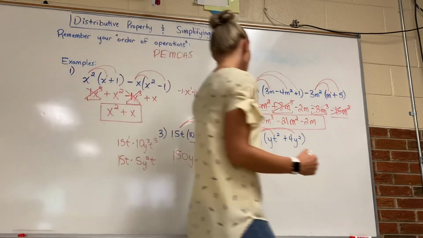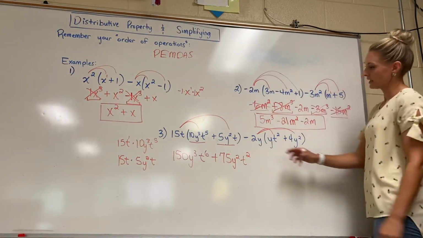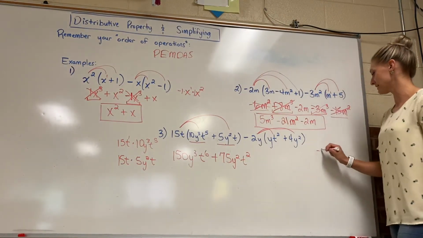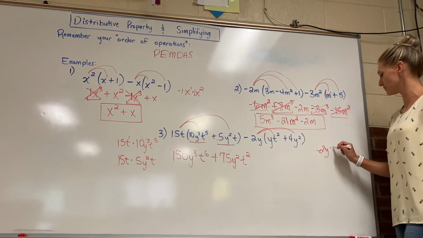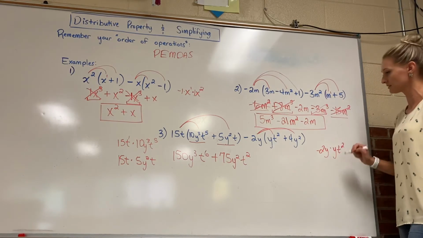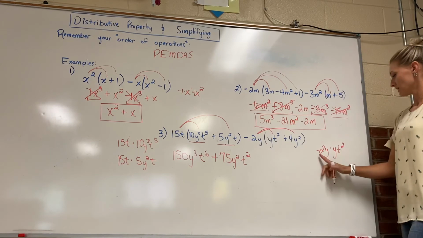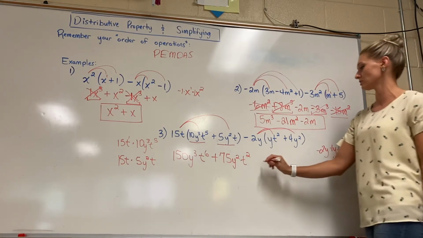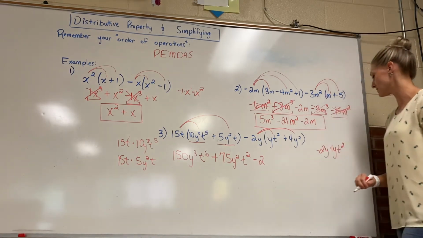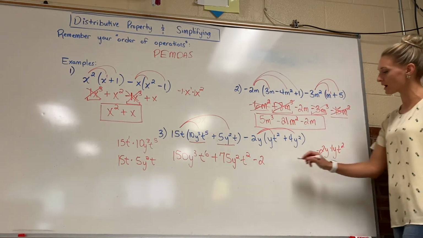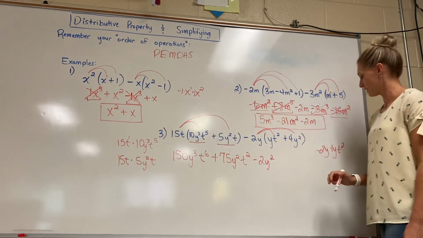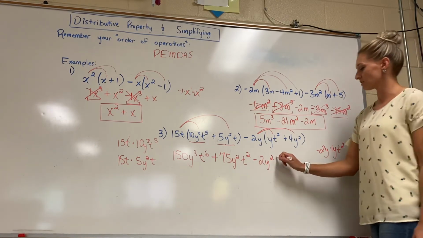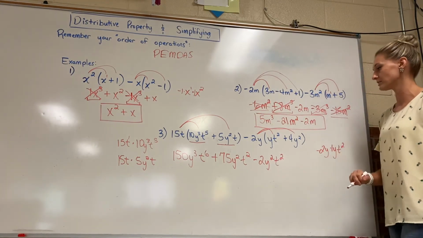And so now we've got to do this one. We got negative 2y, and again, you can go to the side if you need to, times y t squared. So I'm distributing it. So negative 2 times, well, there's nothing in front of this, so it's a 1. So it'd be negative 2 times 1 is negative 2. And then y times y is y squared. And then that t squared has nothing to multiply with, so it comes down.